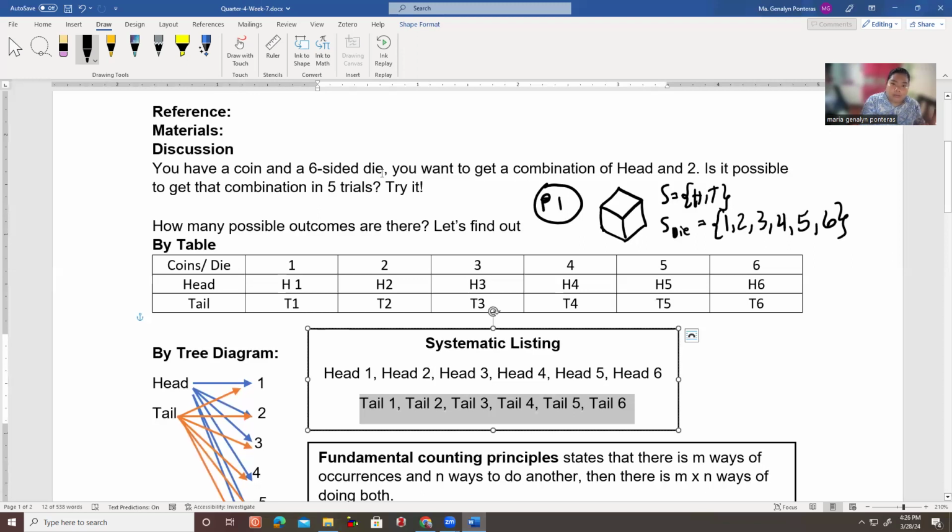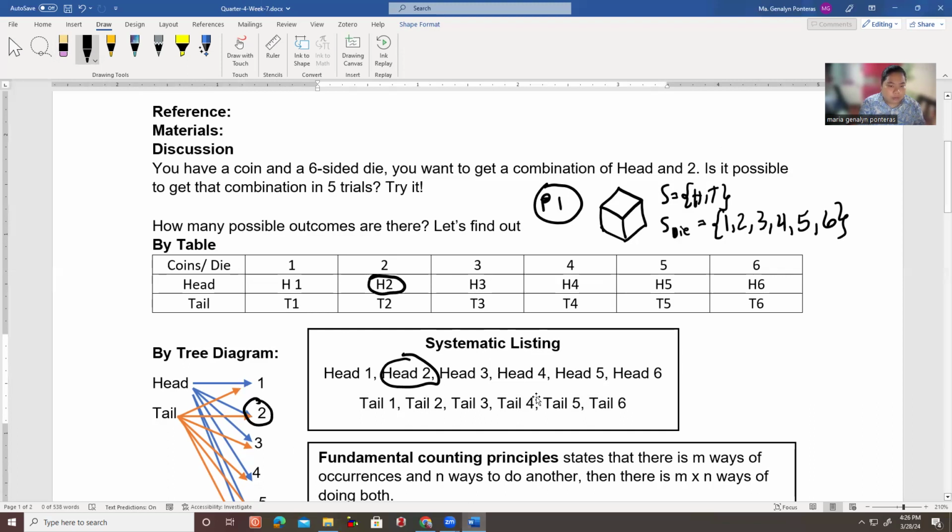So we want a combination of head and two. That is possible because if we check the systematic listing, you have here head 2. In the table, head 2, this one.